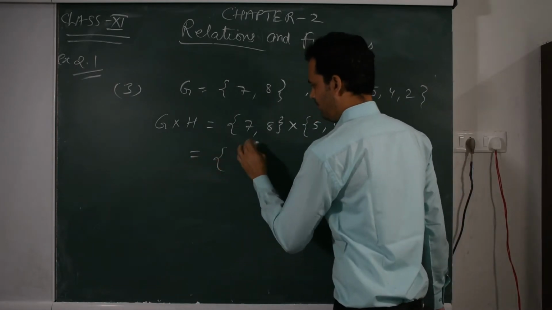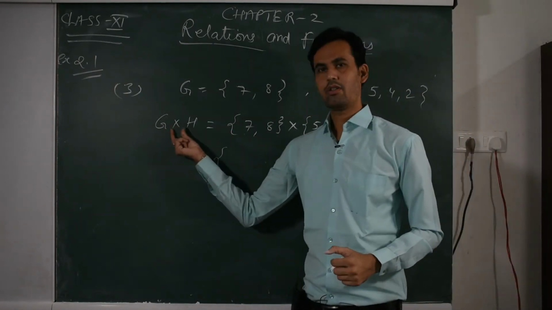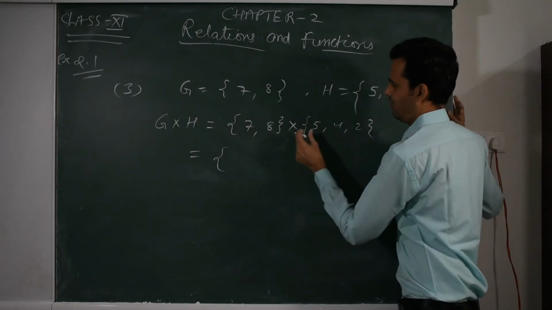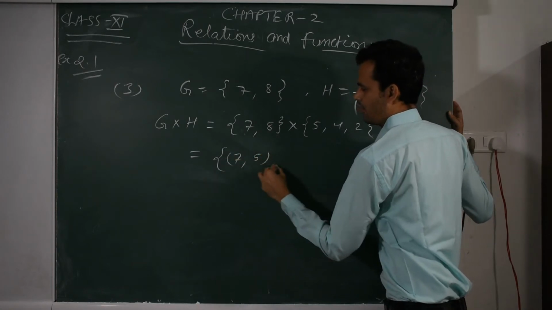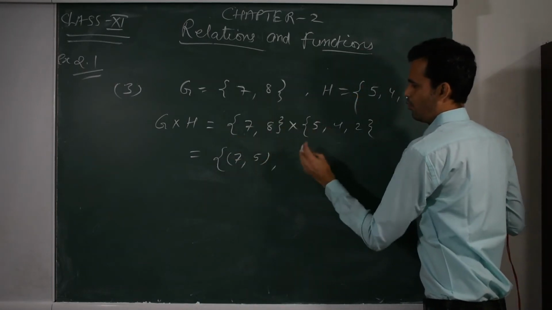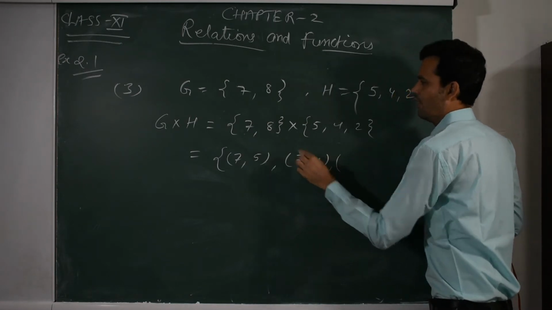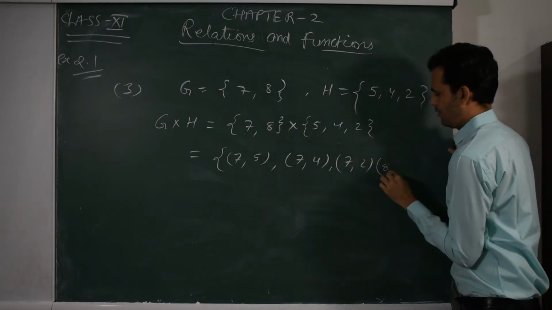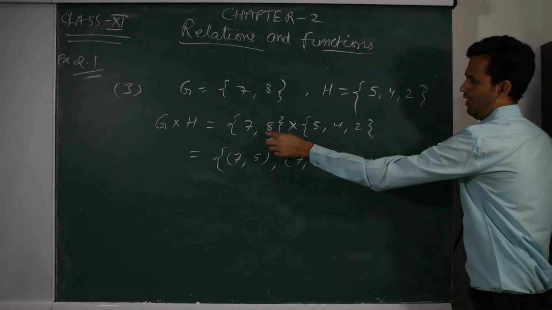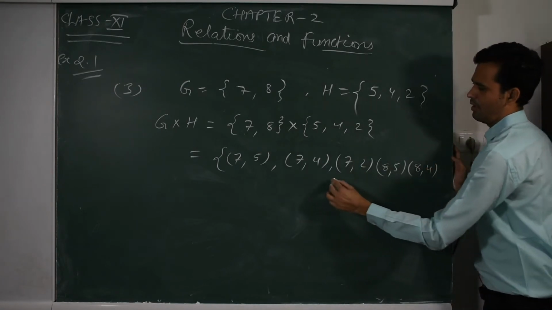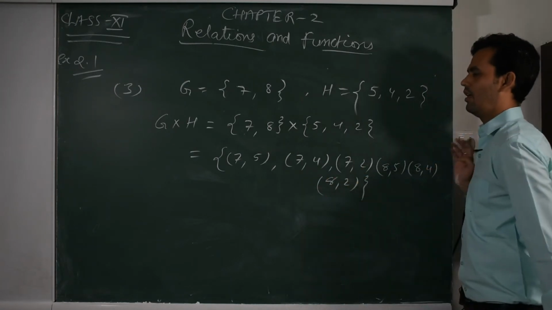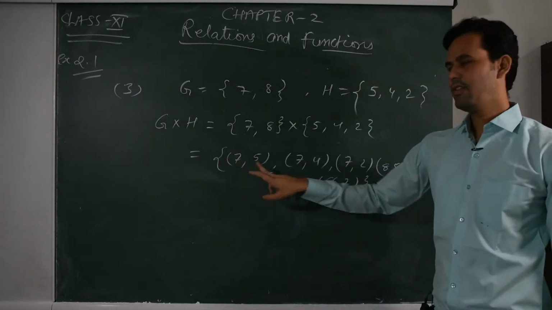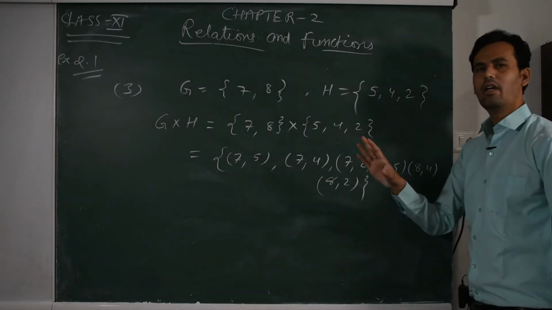Now, the Cartesian multiplication or Cartesian product of two sets. So 7 and 5, we take this 7 and 5. This is the first ordered pair, (7, 4) is the second ordered pair, and (7, 2) the third ordered pair. Now (8, 5), (8, 4) and (8, 2) are another 3 ordered pairs. So the product of G and H is (7, 5), (7, 4), (7, 2), (8, 5), (8, 4), (8, 2).